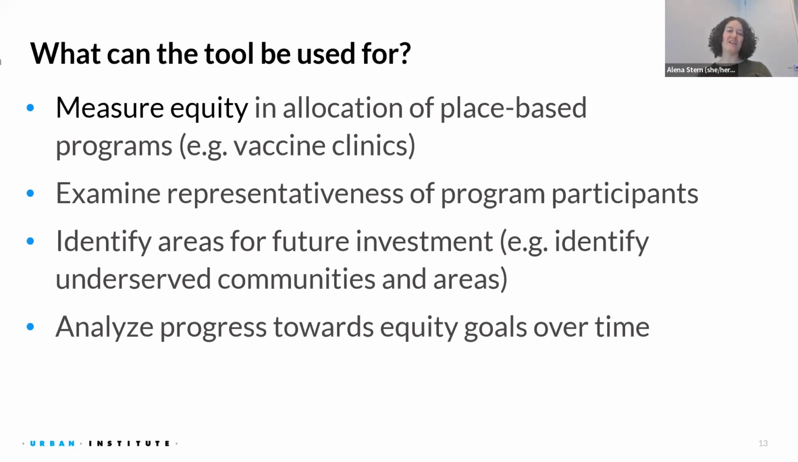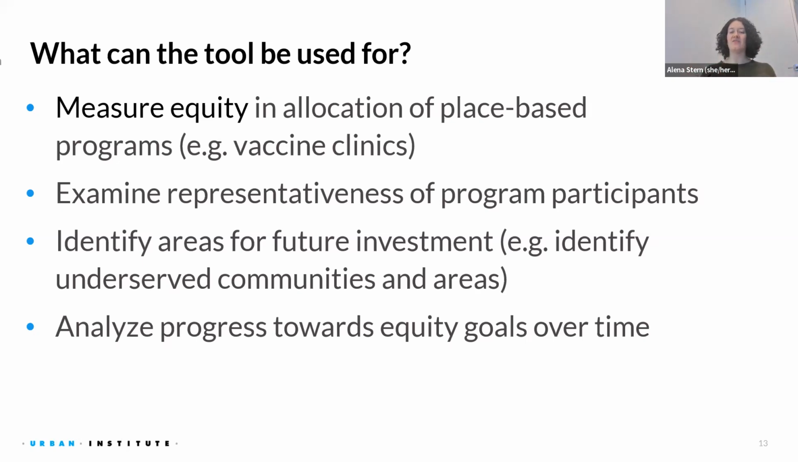One way is measuring equity in the allocation of place-based programs. So for example, the locations of vaccine clinics and looking at the communities served by those different programs. Another way to use the tool is actually looking at representativeness in the participants of programs. So if you had, let's say, address information on folks who are participating in a program that your organization runs, and you want to know if those participants are representative of the community you're serving as a whole, or of a specific target population in that community, you could upload that data into the tool and perform that analysis.